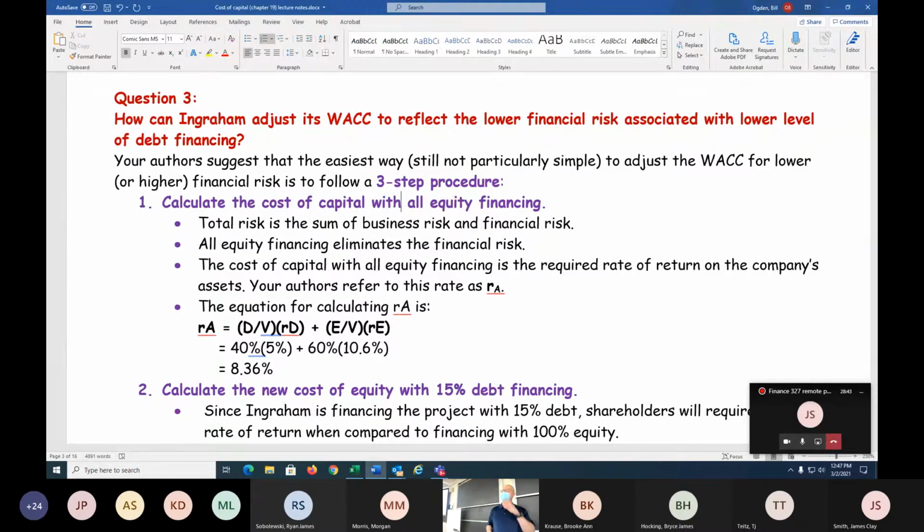All right. What would be the right cost of capital if the company did not use debt at all? What would the shareholders require from the company? Okay, all equity financing eliminates the financial risk. The cost of capital of all equity financing is the required rate of return, basically on the company's assets. Your authors refer to this rate as RA. We will use RA, and I've got another term, RU, we'll use also, but I'll explain that in a minute. So here's the equation that they offer us.